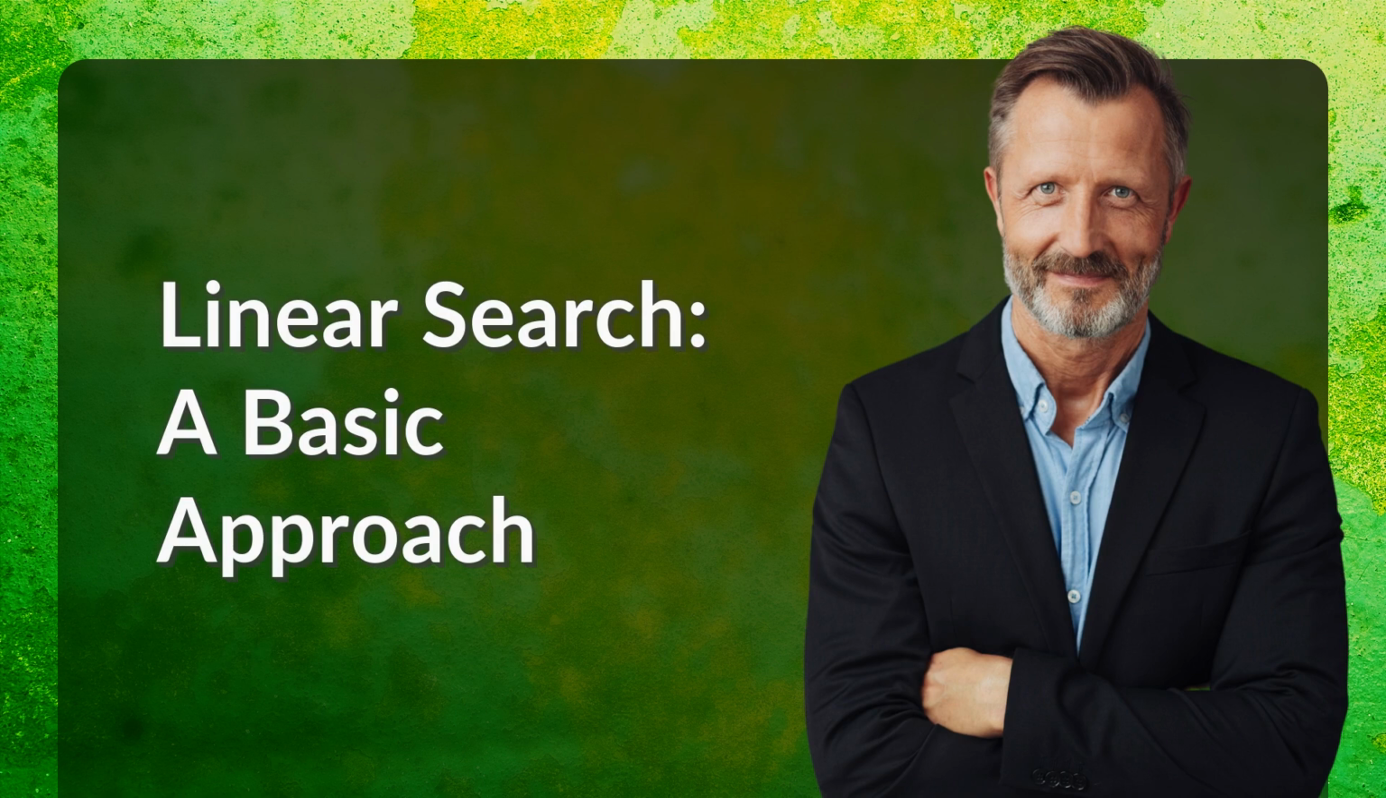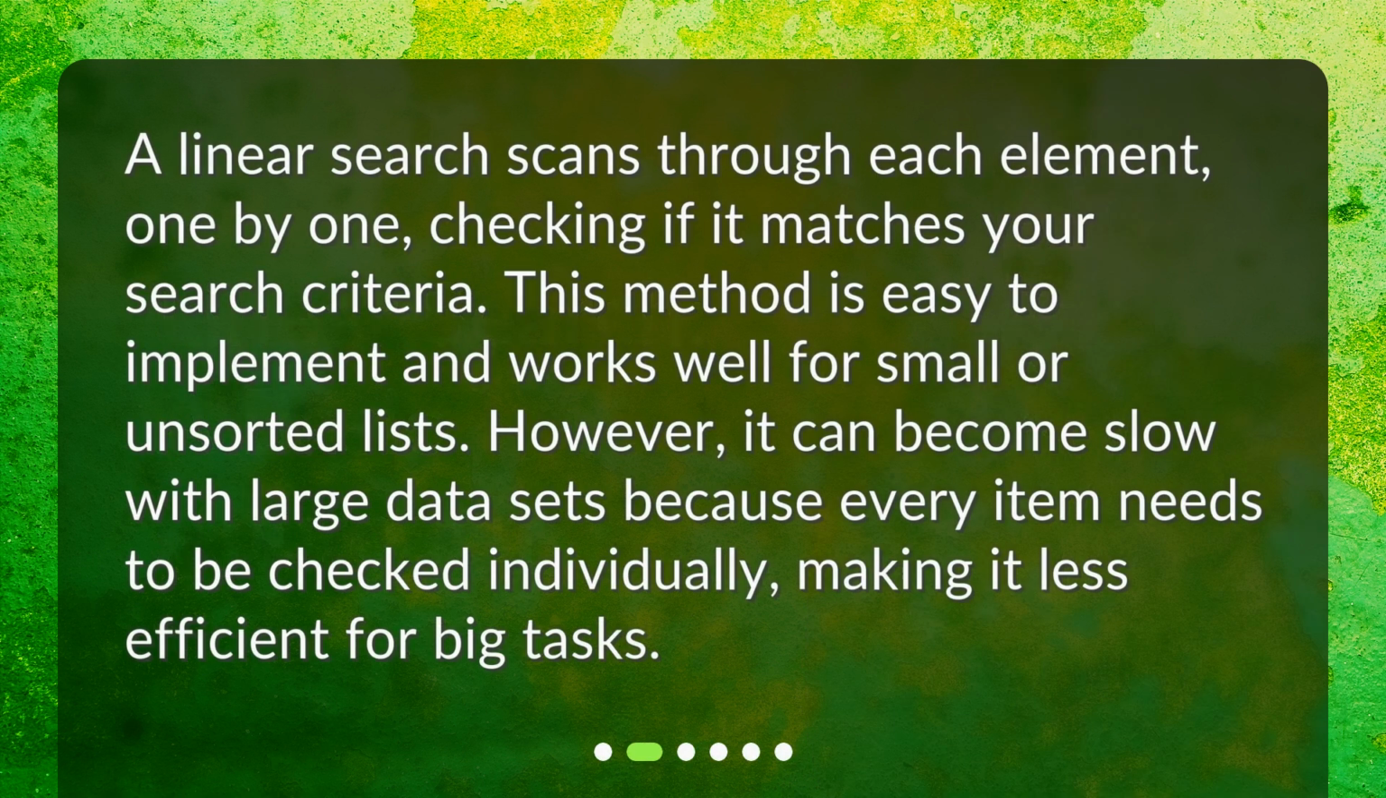Linear search, a basic approach. A linear search scans through each element one by one, checking if it matches your search criteria. This method is easy to implement and works well for small or unsorted lists. However, it can become slow with large data sets because every item needs to be checked individually, making it less efficient for big tasks.